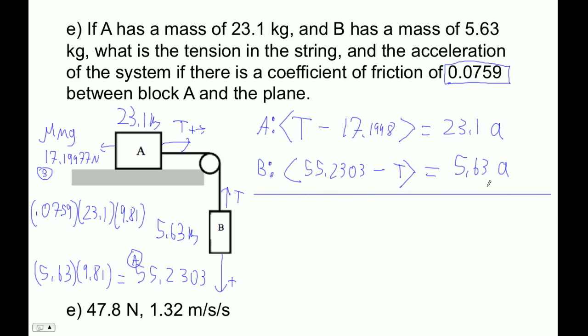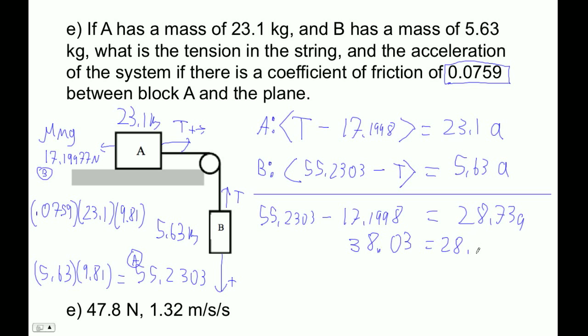So let's do that. This side here becomes 28.73. Right, and then this side just simply becomes, the T's go away and it's this minus this, right? So 55.2303 minus 17.1998 equals that, right? Okay, so alpha A minus alpha B. So then you end up with 38.03 equals 28.73A.